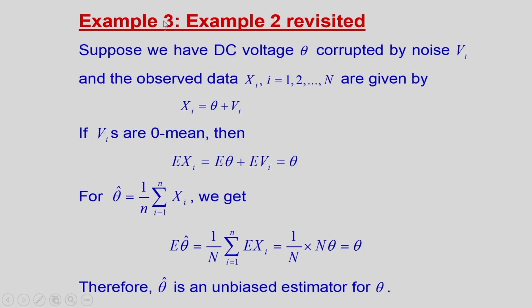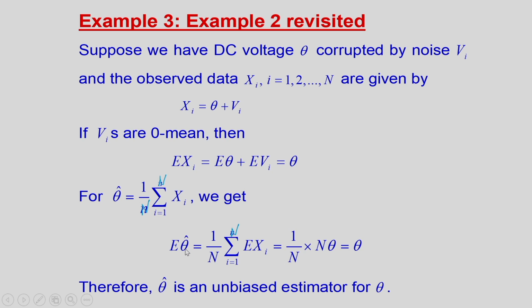We will give another example. Example 3, example 2 revisited. Suppose we have a DC voltage theta corrupted by noise Vi and the observed data xi, i equal to 1, 2 up to n, are given by xi equals theta plus Vi. If Vi's are 0 mean, then E of xi will be equal to E of theta plus E of Vi, which is equal to theta. For theta hat equal to 1 by n summation of xi, i going from 1 to n, that is the estimator we are considering.